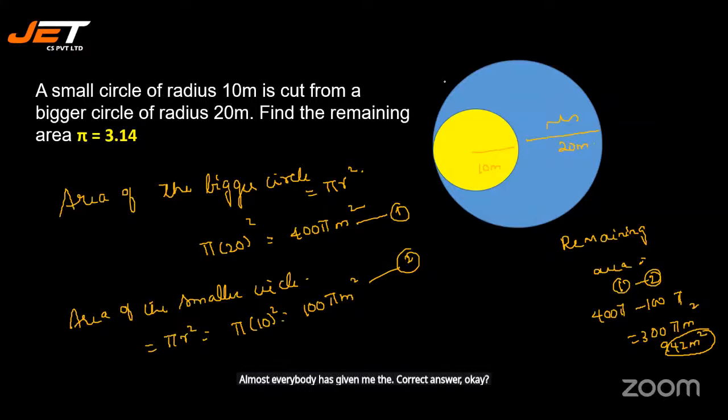Okay. So I hope it's clear. We are finding out the area of the bigger circle. After that, we are finding out the area of the smaller circle. They are asking us the remaining area. So the bigger circle area minus the smaller area will give us the answer. That is the remaining area. Okay. All right. So now with this, we are moving on to the next question.